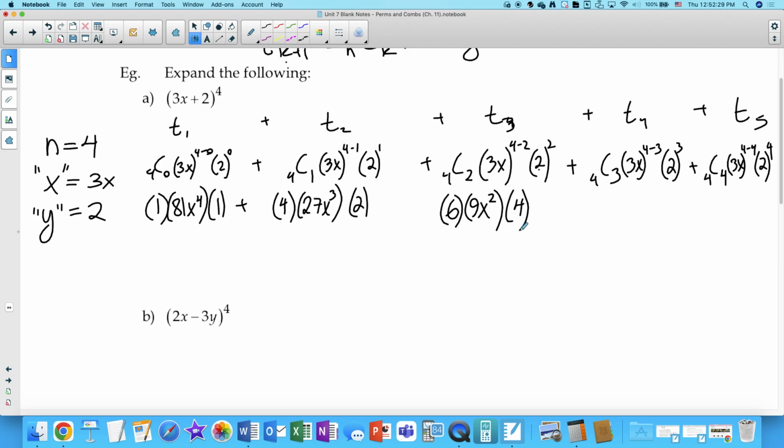Okay, this one will be 4 choose 3 is 4. 3x to the 4 minus 3 is just 3x to the 1, or 3x. 2 cubed is 8. And then 4 choose 4 is 1, times 3x to the 0 is 1, times 2 to the 4 is 16.